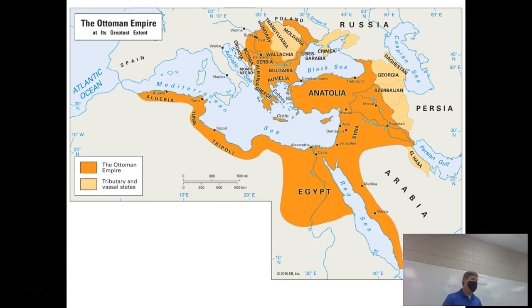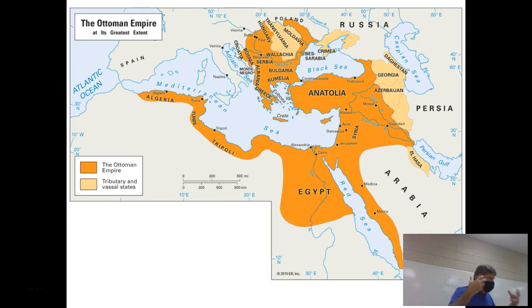It got so bad that once a new sultan was selected, the tradition of his first act would be that he murdered all of the male relatives that could challenge him. All of his brothers or any other male relatives would simply be executed right after he becomes sultan so that nobody could challenge him to the throne.